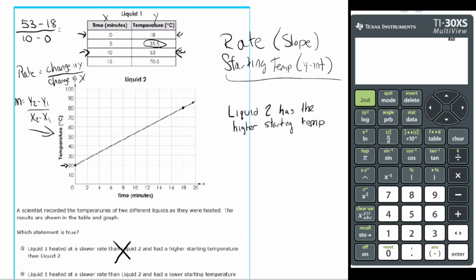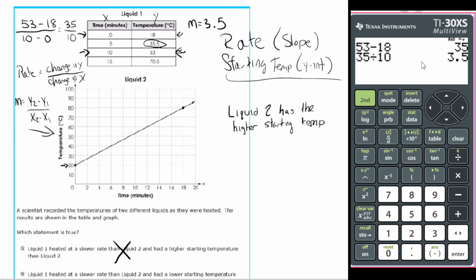53 minus 18, let's go to our trusty calculator for the first time today. 53 minus 18 is 35. 10 minus 0 is 10. 35 divided by 10 would be 3.5. So this has an m of 3.5, a rate of 3.5. What that means is that for every 1 minute that passes, the temperature goes up 3.5 degrees.